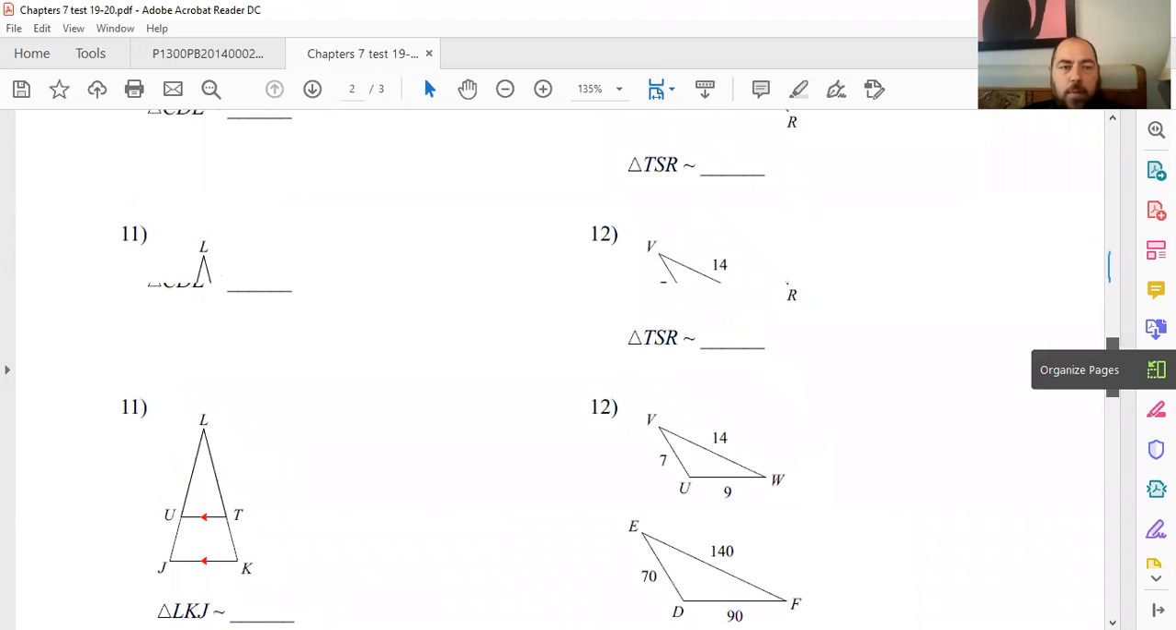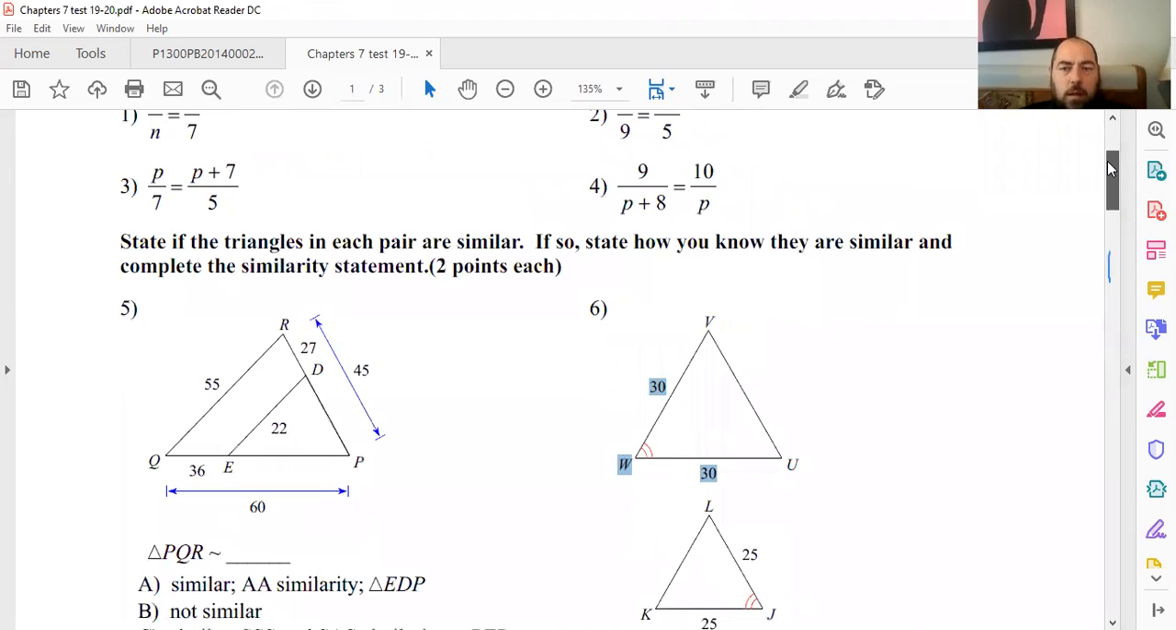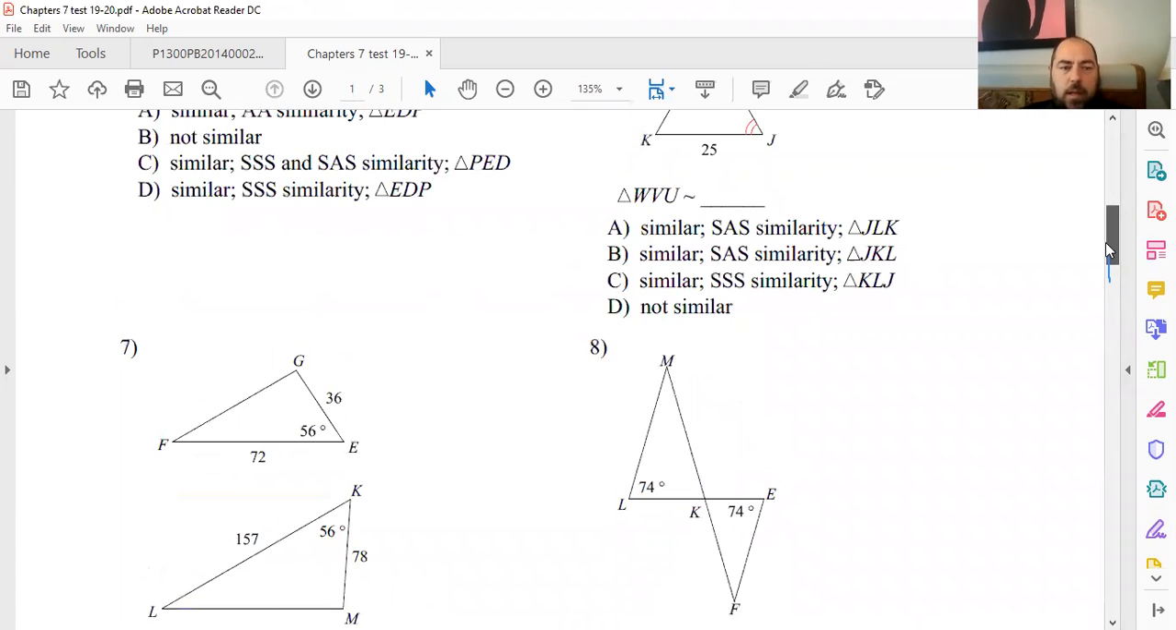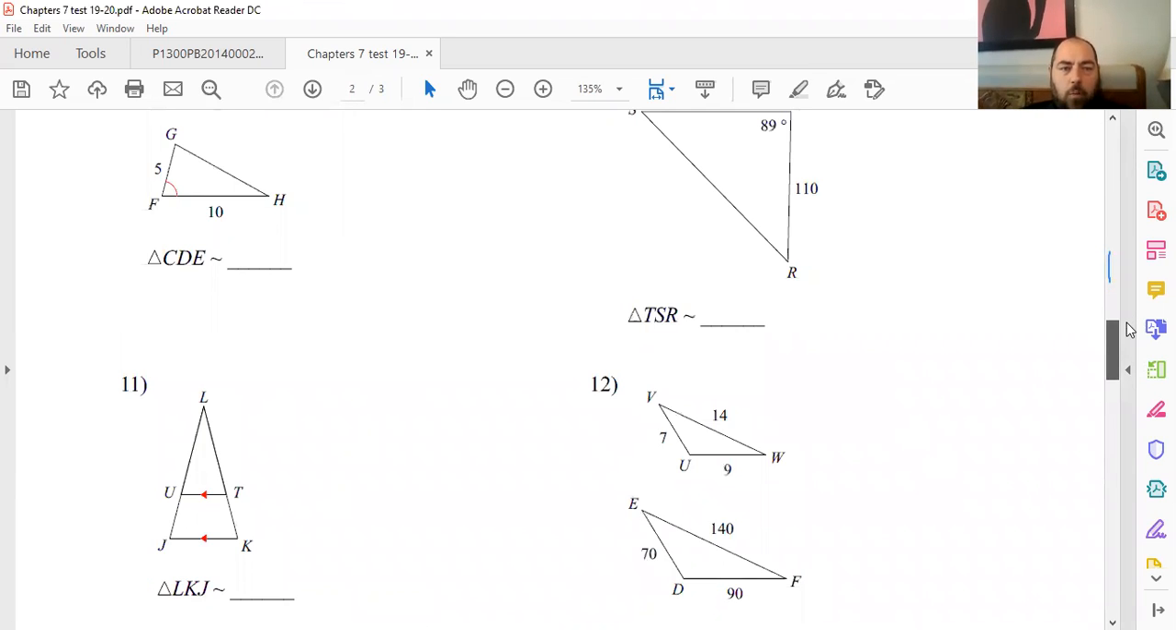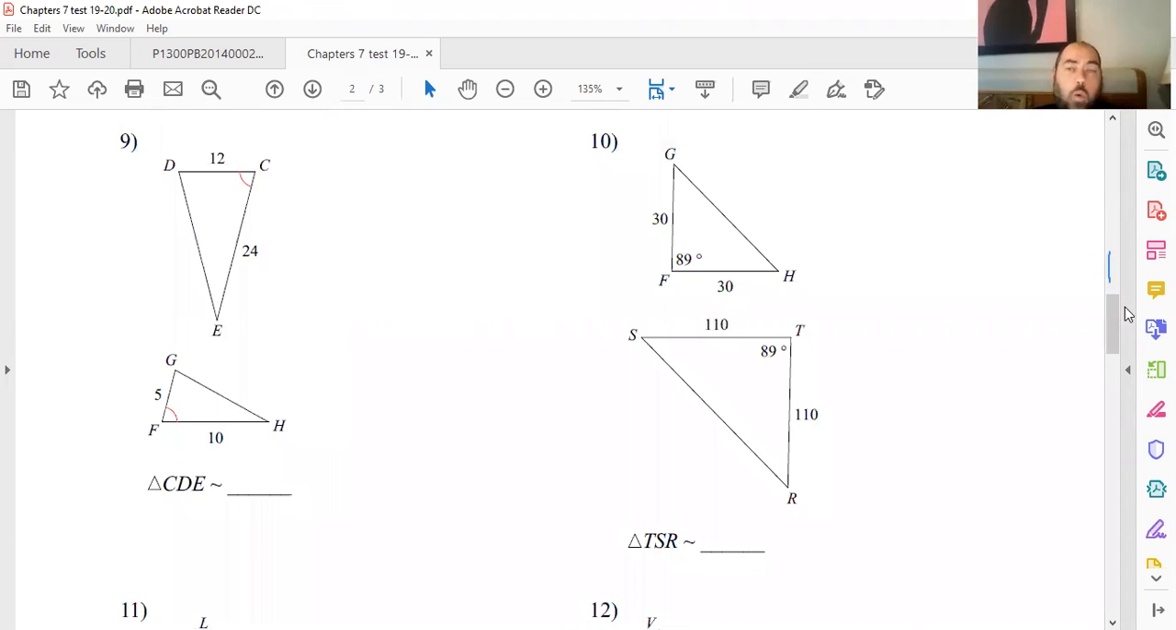Okay, so for these ones, notice here you're given multiple choice, how they're similar, and complete the similarity statement. In these next 4, we're being asked just to determine whether or not they're similar, and if they are, then complete the similarity statement. Annotate. Okay, got the draw going. So here, we know there's an angle here, and then what we're trying to look at is whether or not the sides are proportionate. So remember, we go, is the ratio of short to long on one of them equal to the ratio of short to long on the other?